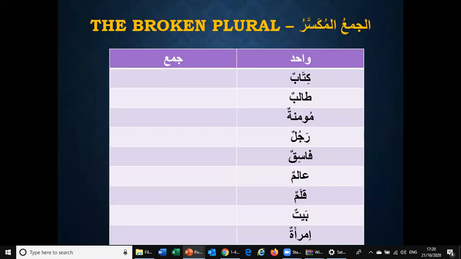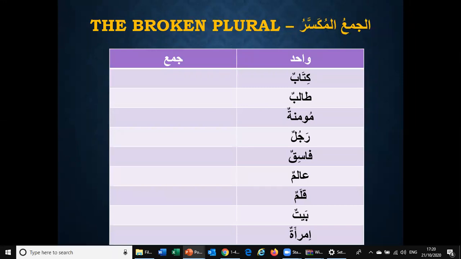So for example, do some exercise on that. Kitabun, what is the broken plural? You wouldn't know it. There are several different scales of those. All you need to do is memorize them. There are many different scales, and there's no structure to it. You just have to memorize. So kitabun, plural is kutubun. Talibun, what is the plural?